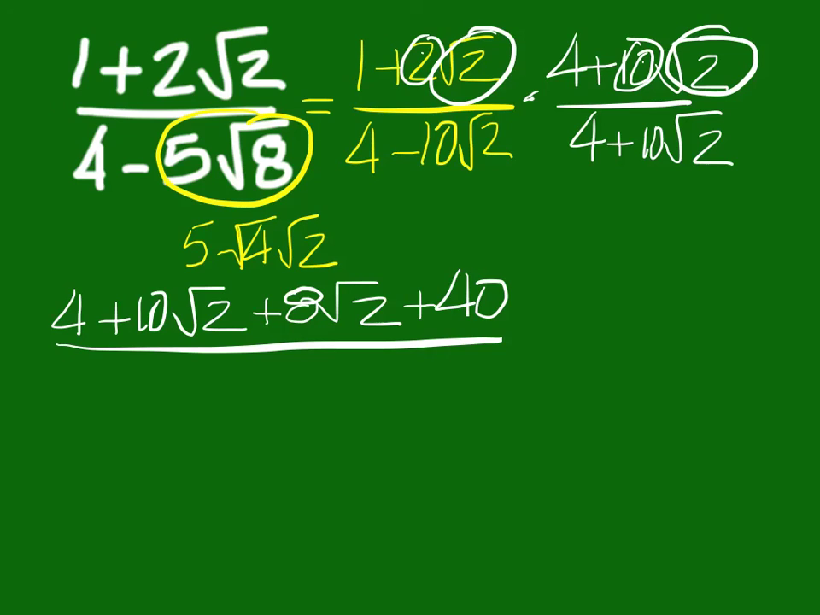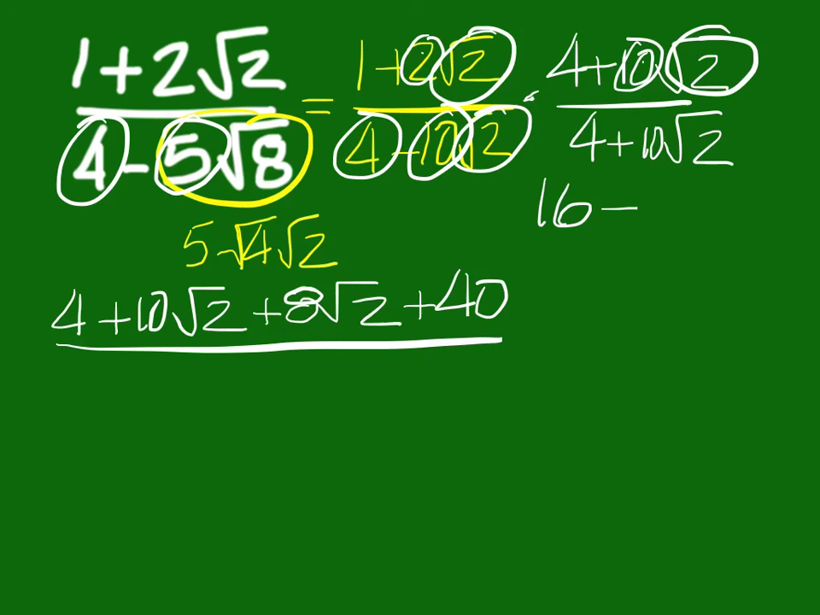On the bottom, you get, square this, 16 minus 25. Well, we're not doing that side. I'm doing this one. 16 is right. But square this to get 100. And then you multiply by that squared, 2. You end up with 200. That's a negative 184 on the bottom.